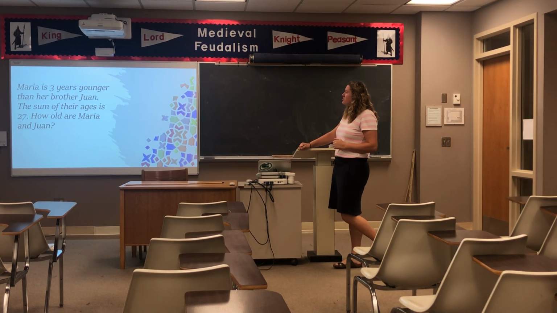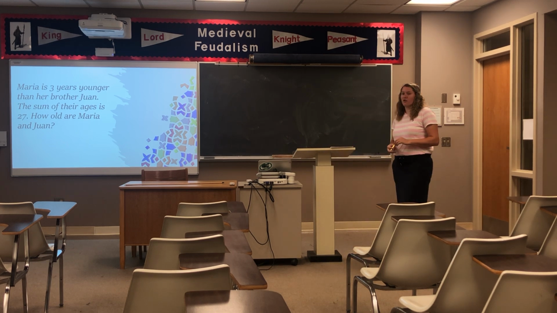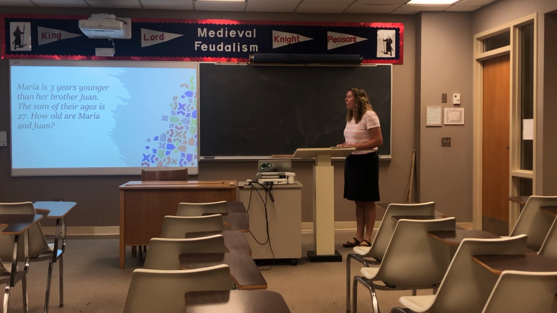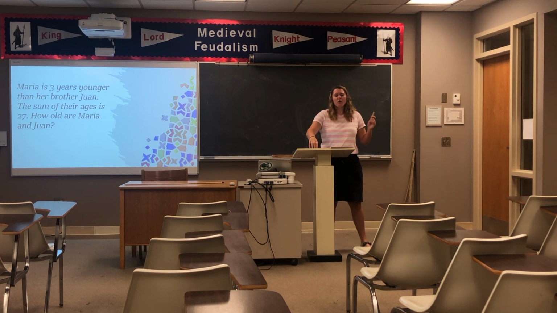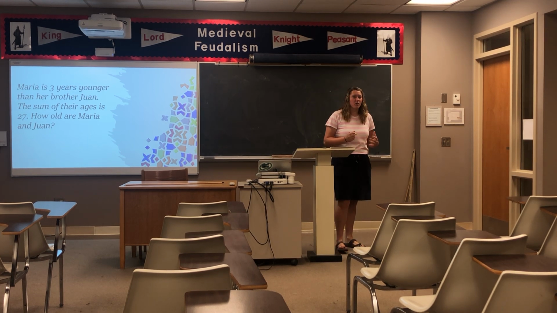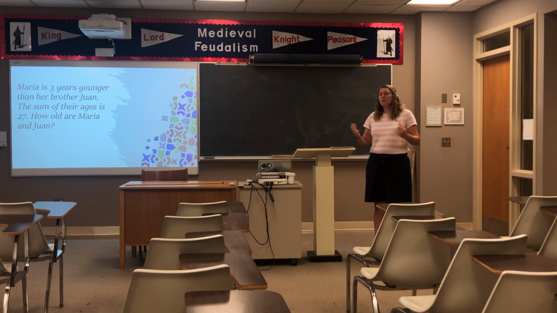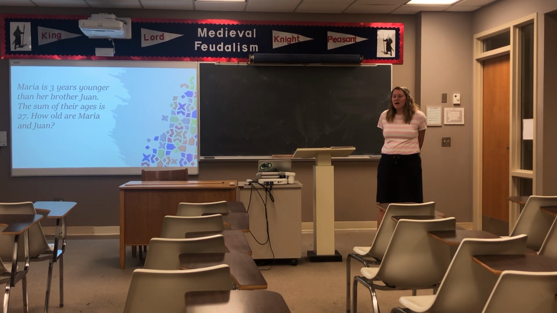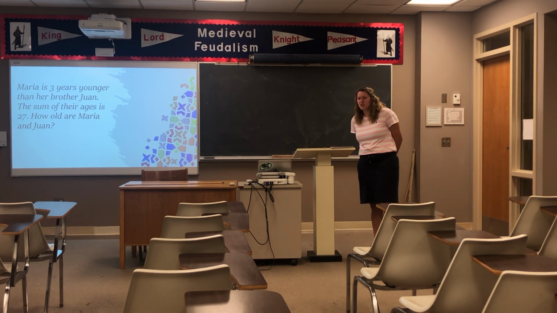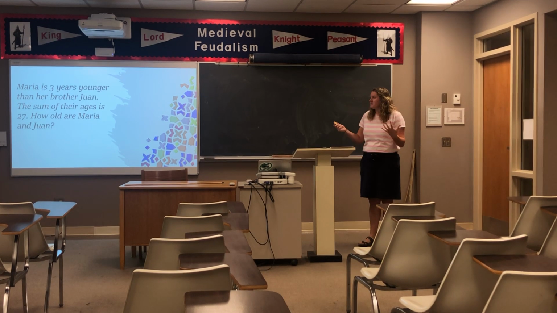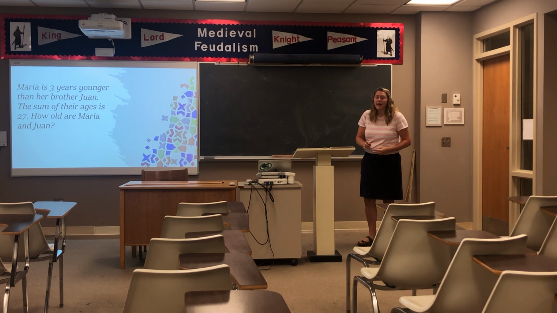So Maria is 3 years younger than her brother Juan. The sum of their ages is 27. How old are Maria and Juan? So first of all, what is our first step when we're doing these word problems with equations? That's right, we want to determine how many things do we have. And how many do we have? 2. Well, how did you know that? Because it's Maria and Juan. So they made it easy for us. They told us that we need to find how old Maria and Juan are.